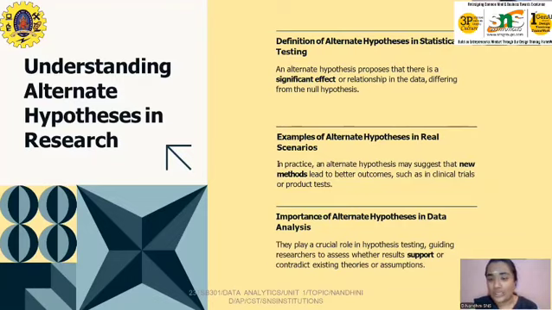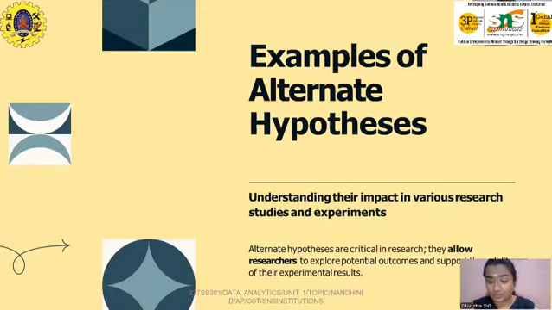Next one is the importance of the alternative hypothesis. What is the importance of the alternative hypothesis? It is used to guide the researchers and also to support how we are going to take the result, and what theories or assumptions we are going to take. These are the things that we are going to understand in this hypothesis.